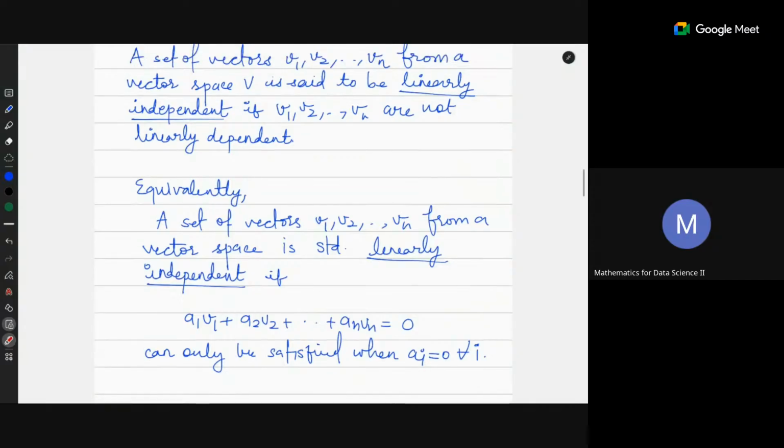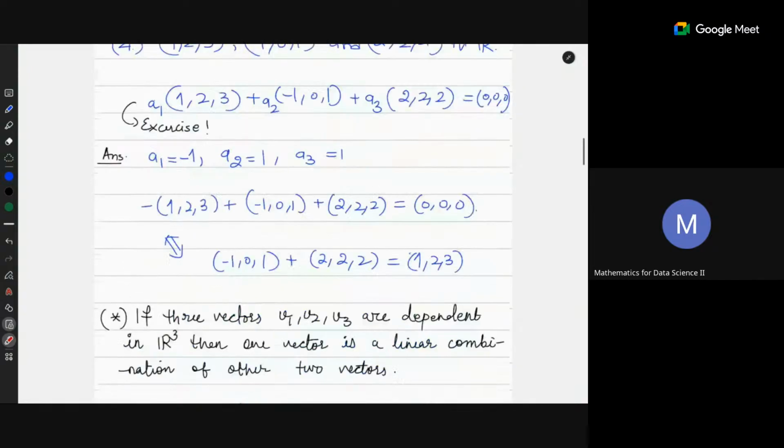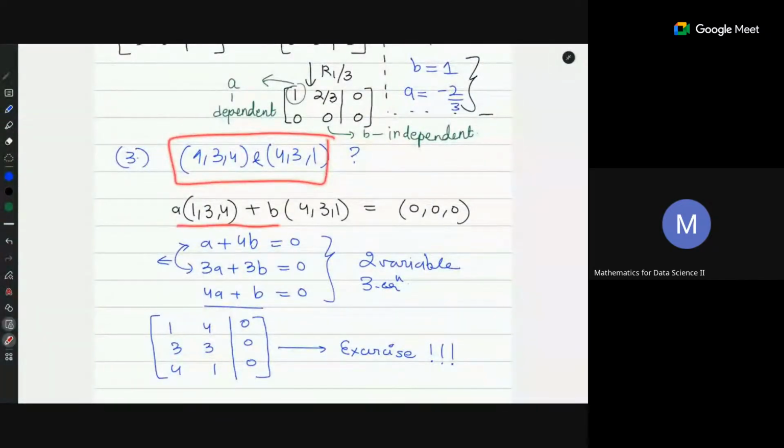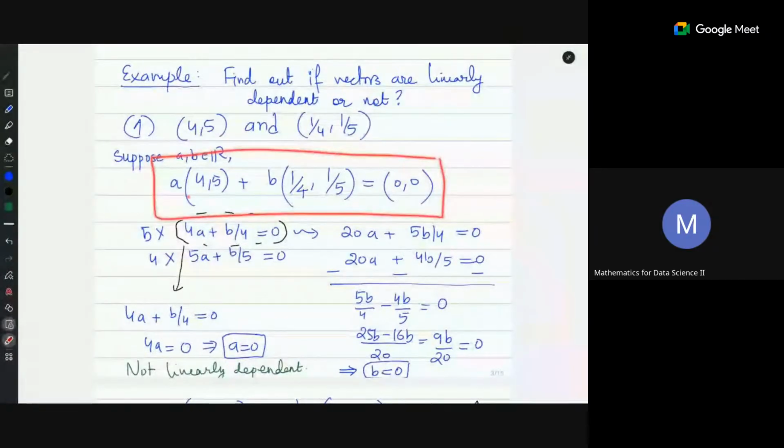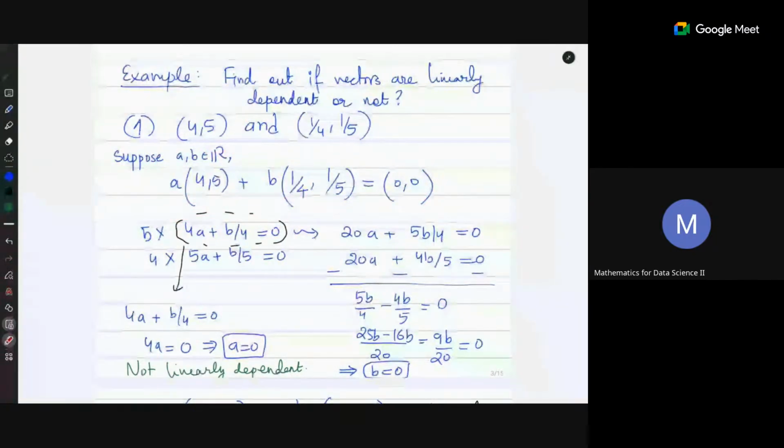Notice that is what we did in our example. In this case also, we expressed 0 as a linear combination of these two vectors. We solved our system of equations and found that the only solution is a equal to 0 and b equal to 0, making the vectors independent. Similarly, in the first case itself, we did the same thing. We started with two vectors, wrote 0 as a linear combination, and found after solving the system of equations that the only solution is 0.